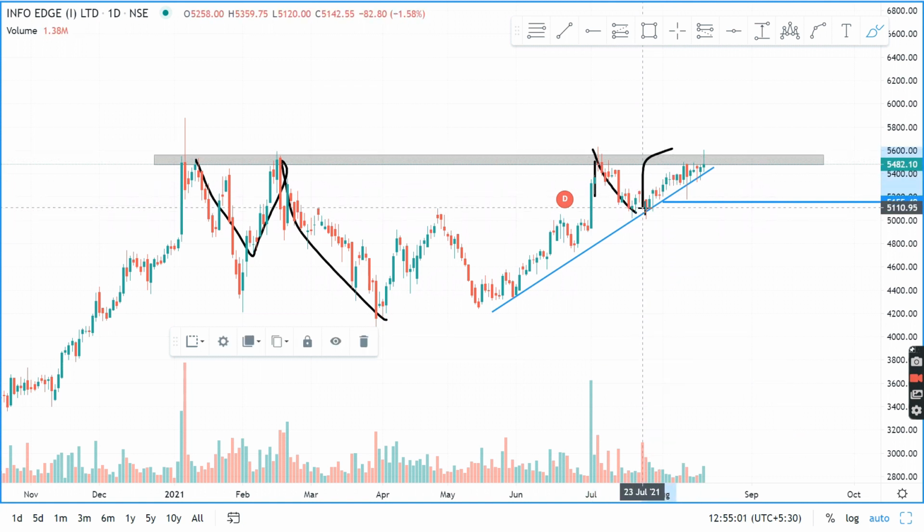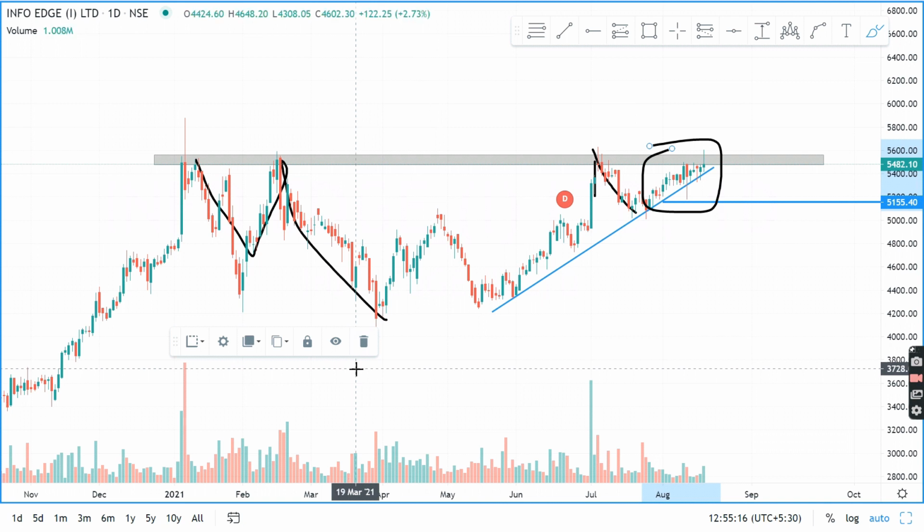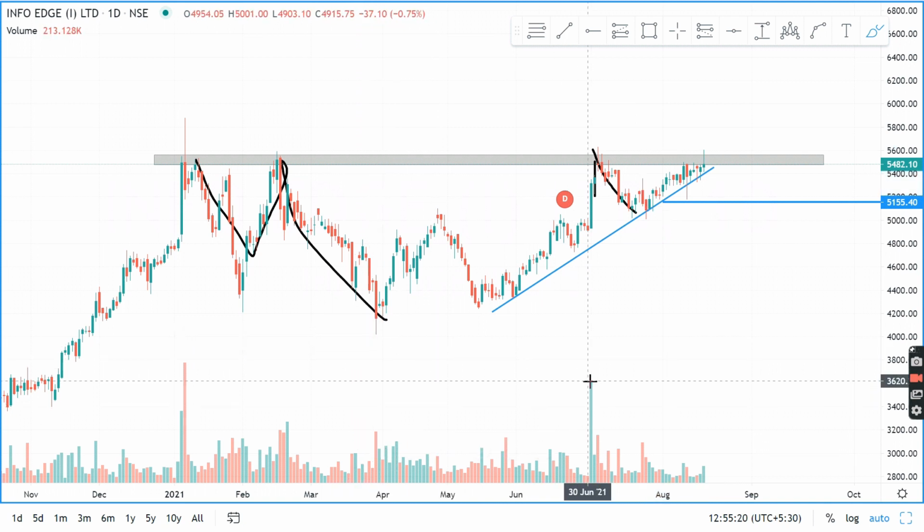But here if you notice, for quite a long time the stock is accumulating, and whenever a stock accumulates, there's a high probability that the stock is going to give us a move in any direction, which is quite powerful. So this is a thing we should keep in mind, guys. And this was my analysis on Info Edge.